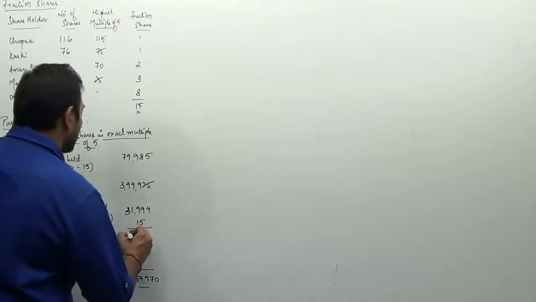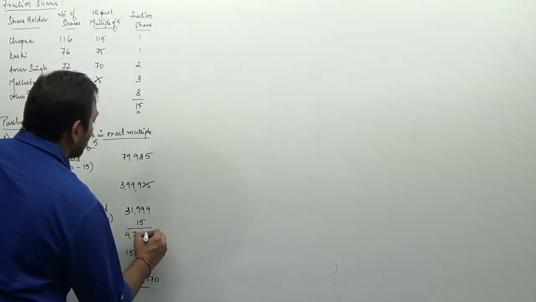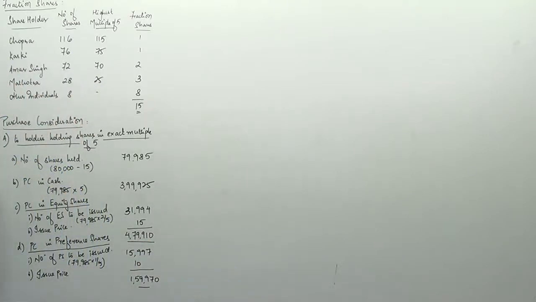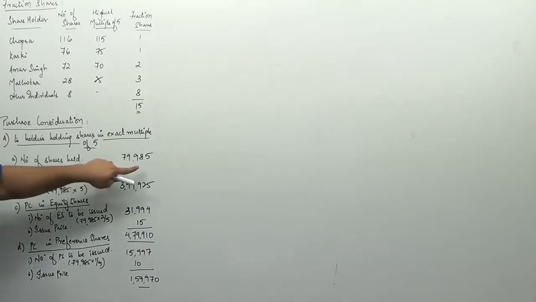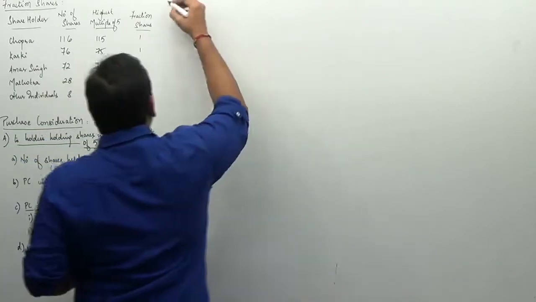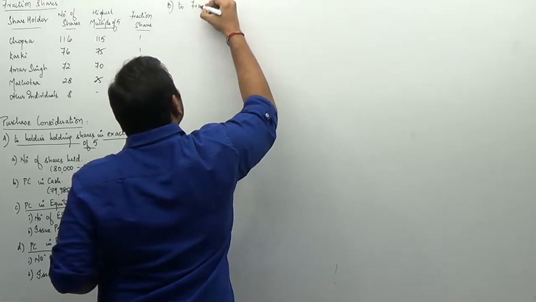Equity shares is $479,910 is equity shares. 1,59,970 is preference shares. Cash is 3,99,925. But this consideration which we discharged is only to people who are holding in exact multiples of 5. That is only 79,985 shares. So we have to give the purchase consideration to fraction shares as well.